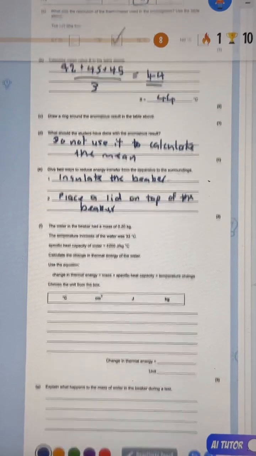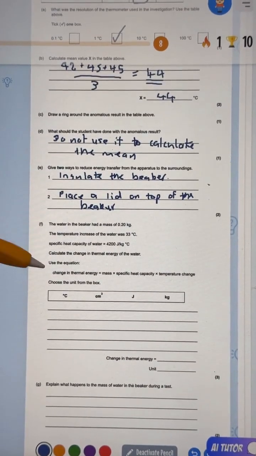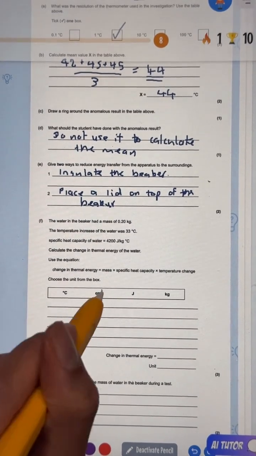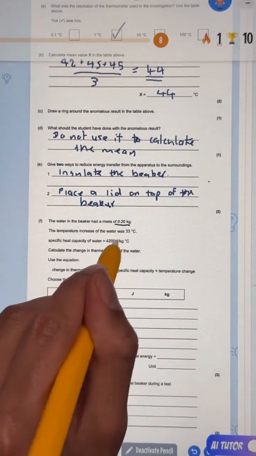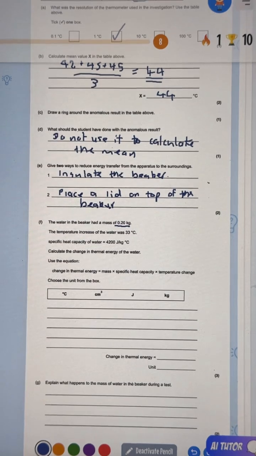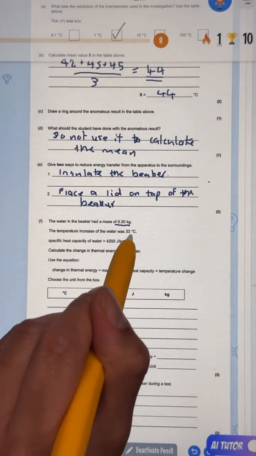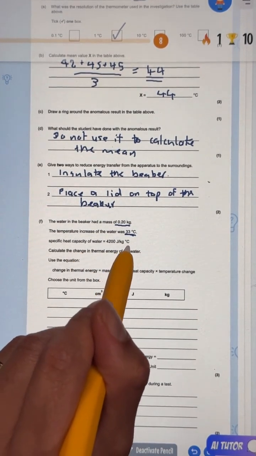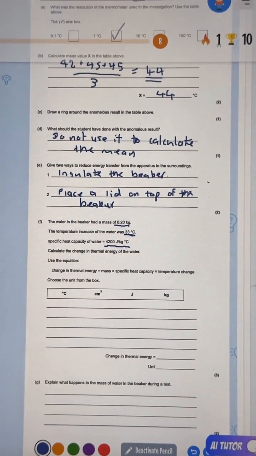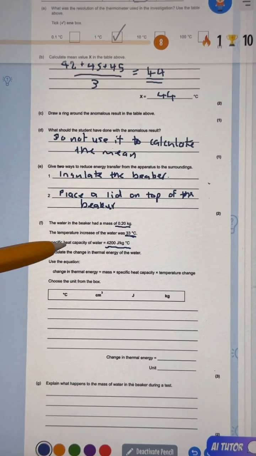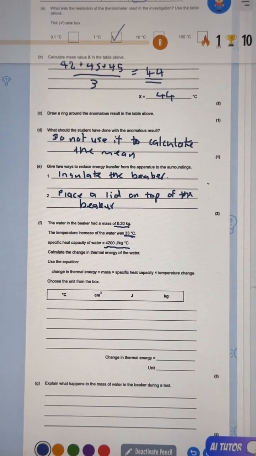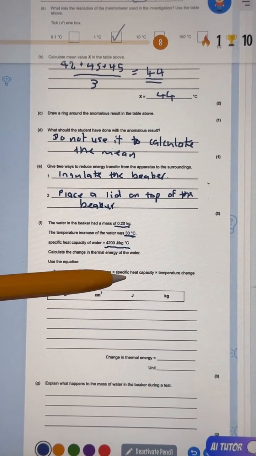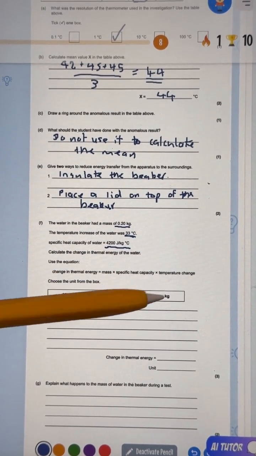Good. And then question F: the water in the beaker has a mass of 0.2 kilograms. So I'll underline as we go. The temperature increase of the water was 33 degrees C. The specific heat capacity of water equals 4,200 joules per kilogram degree Celsius. Calculate the change in thermal energy of the water. And again, they've given you the equation this time. Change in thermal energy equals mass times specific heat capacity times the temperature change.